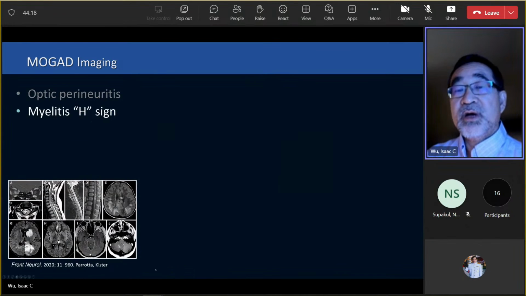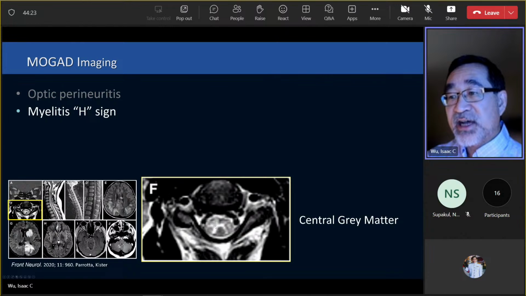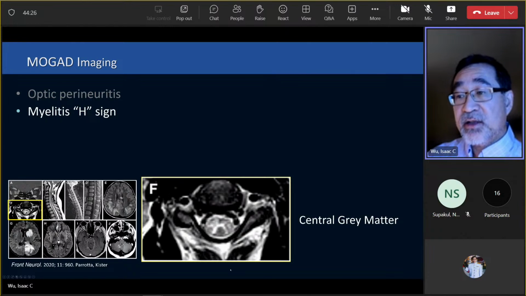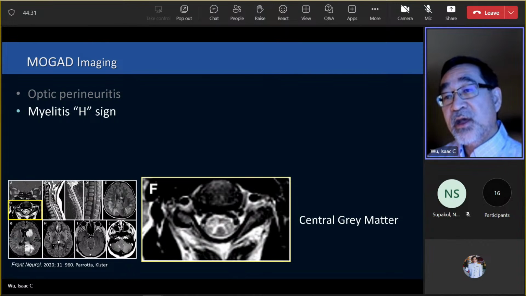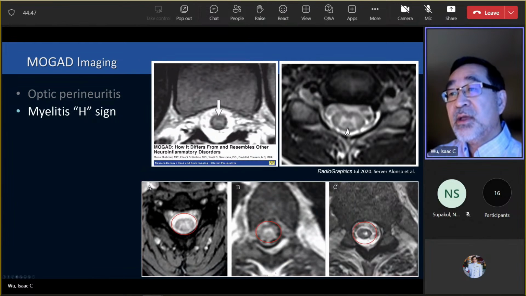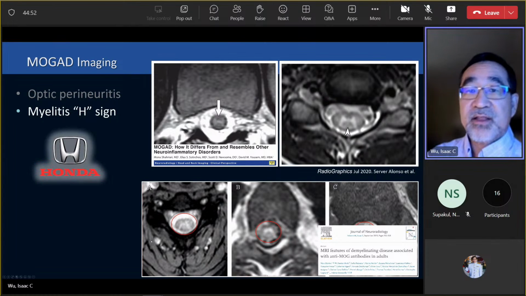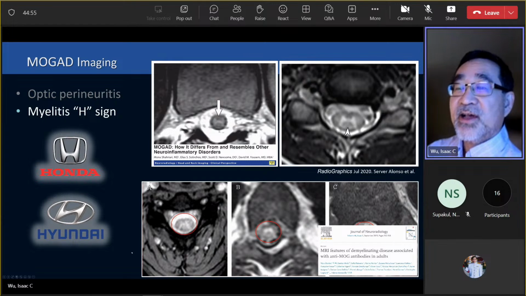And also the so-called H sign: the transverse myelitis presents with this H sign involving the central gray matter, as opposed to the entire cross-section like you see with NMO or with ADEM. This is another paper talking about the so-called H sign. Of course, they can also present like just your regular transverse myelitis, but sometimes they can present with this distinct H sign. You know, think of it as Honda or Hyundai, depending on which car you like.